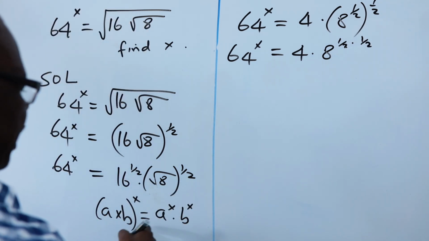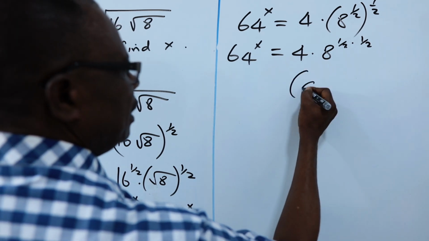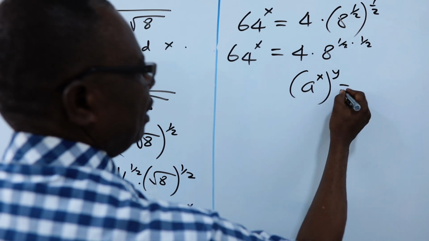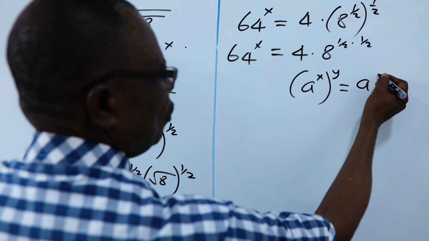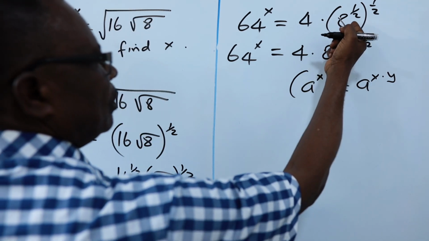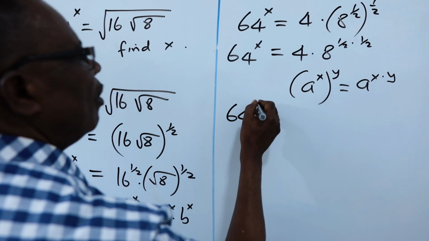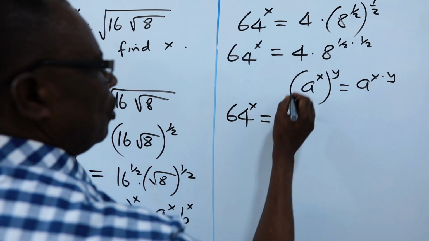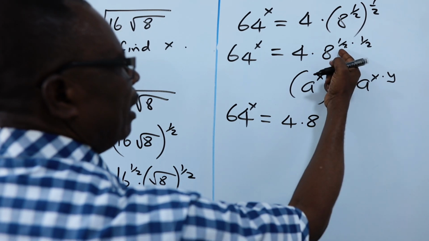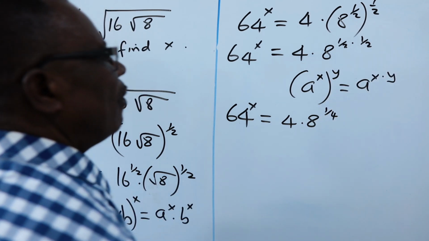Because, like I said, one of the laws of indices says a raised to power x, raised to power y, is the same thing as a raised to power x times y. So we are employing this here, so this becomes this. So we have 64 raised to power x is equal to 4 times 8 raised to power half times half, which is 1 over 4.